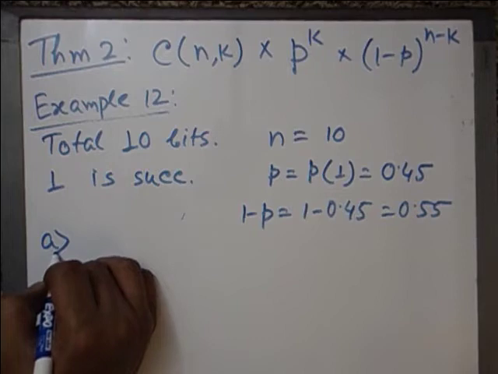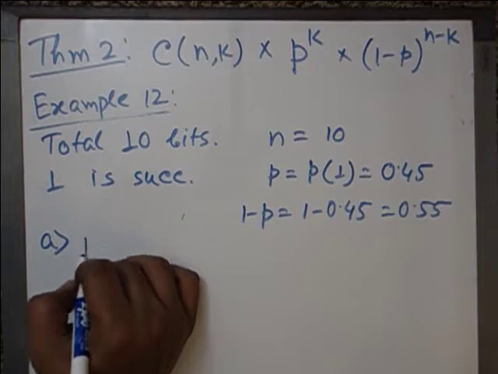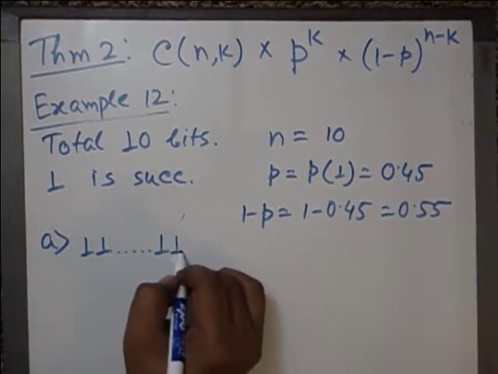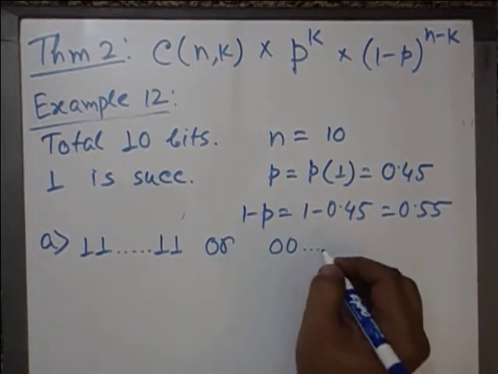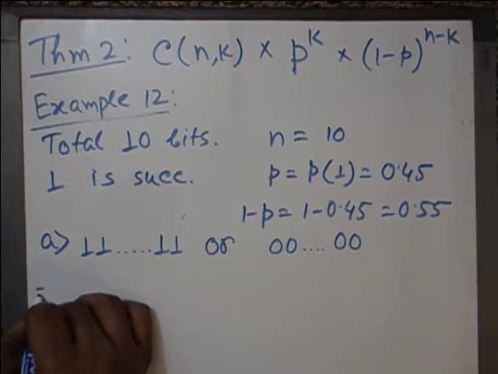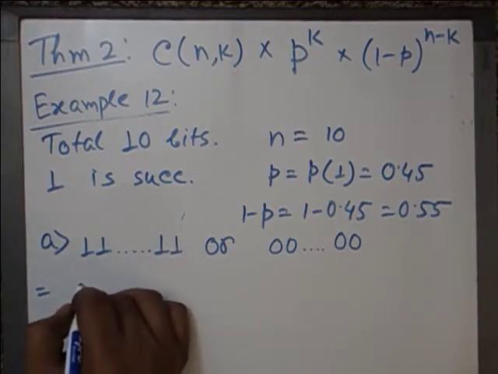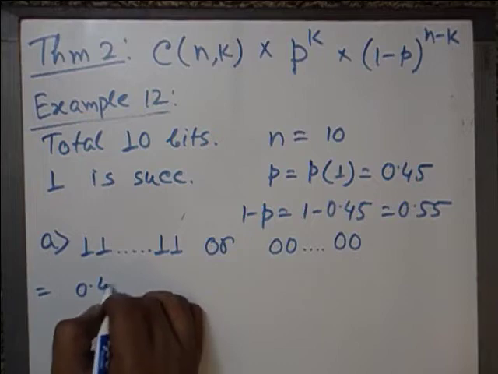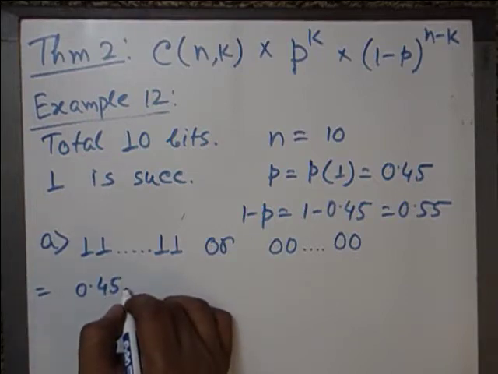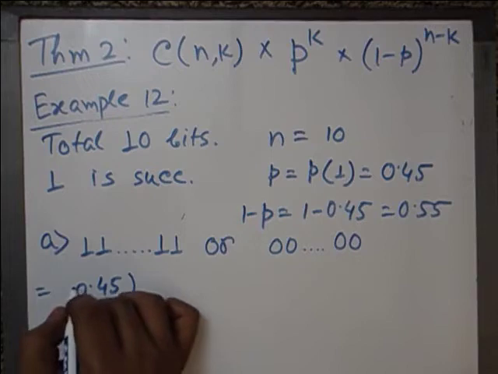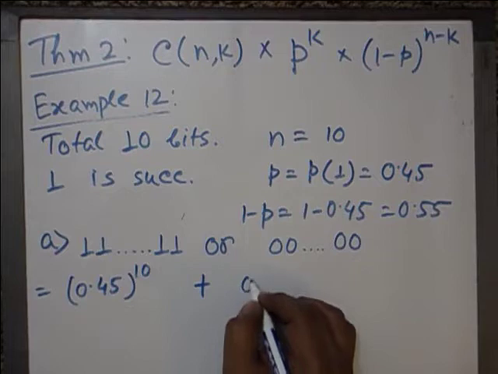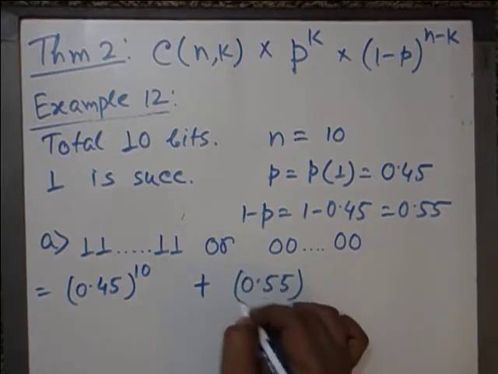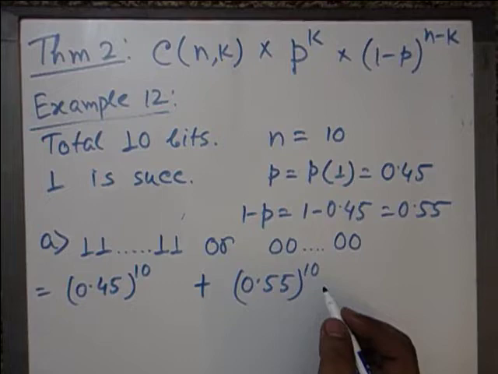So let's start with the first one. All bits have the same value. So that means all 10 of them are 1, or all 10 of them are 0. So all 10 ones: 0.45 to the power 10, plus 0.55 to the power 10. Okay.